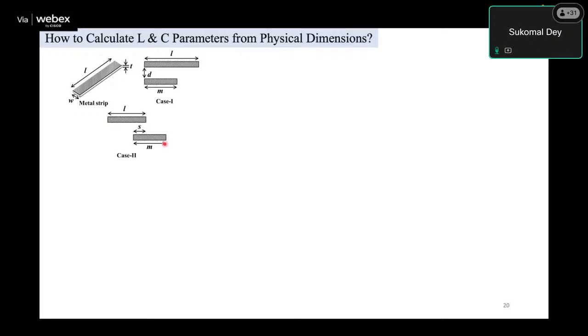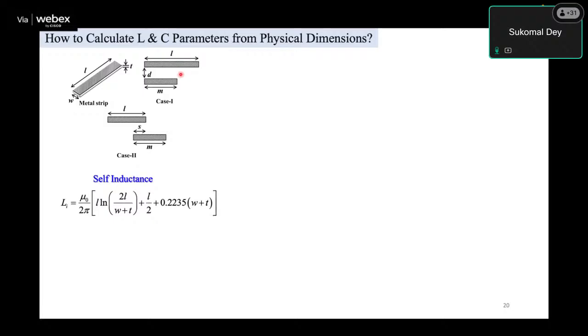Third case would be two metals that are having some overlap. Here we are not considering the overlap, only the gap. You can extend this line up to this point also. But in one case there is some overlap. These could be the three cases.